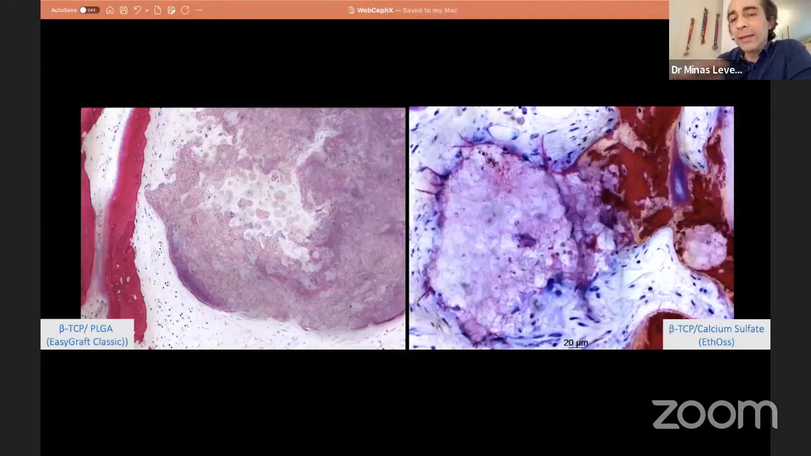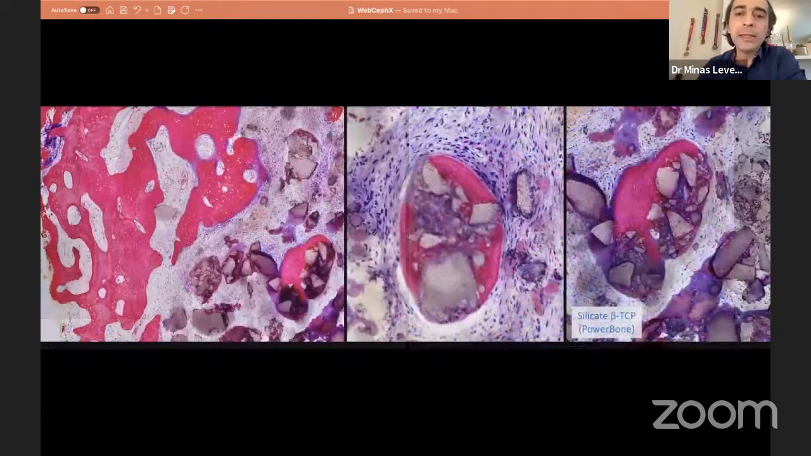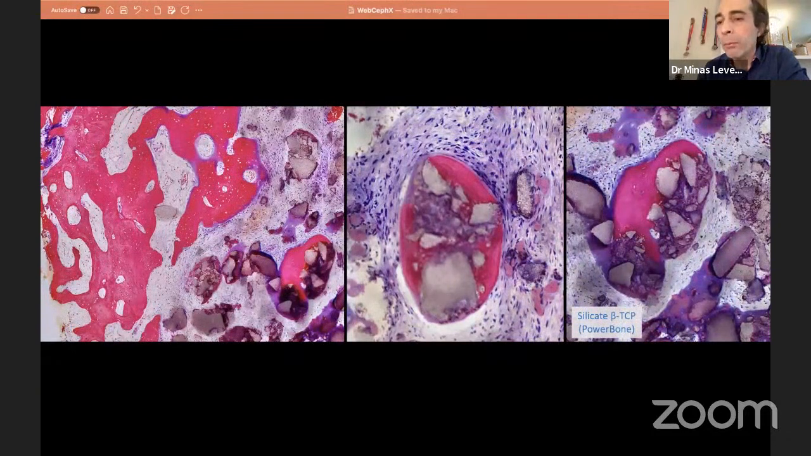So when the synthetic breaks down, it's not just serving as an osteoconductive scaffold, but at the same time, dynamically, it is inducing new bone formation because it is dissolving. Also, when it is dissolving, it means that it gives space for more porosity. And as the porosity is getting better, we have new blood vessels, new cells, and new bone formation.